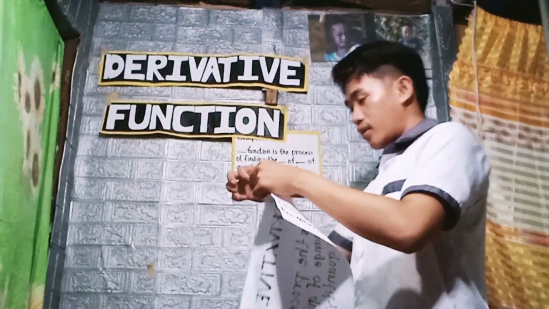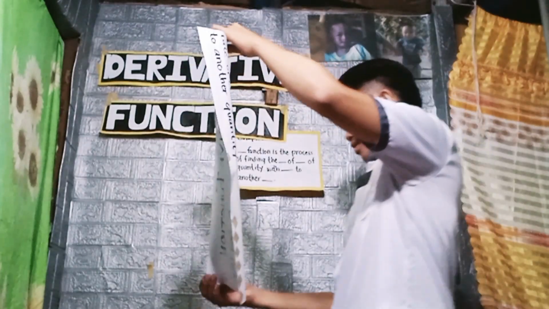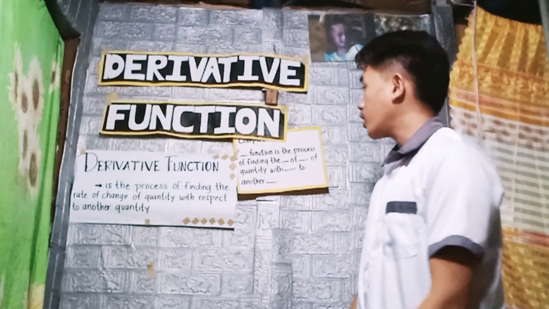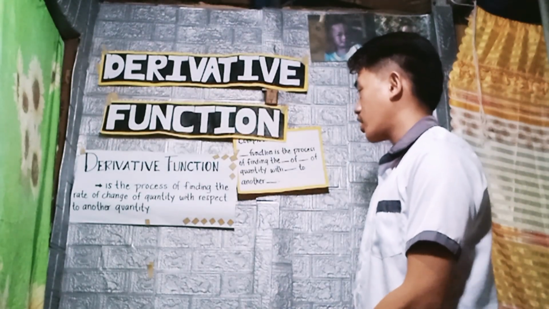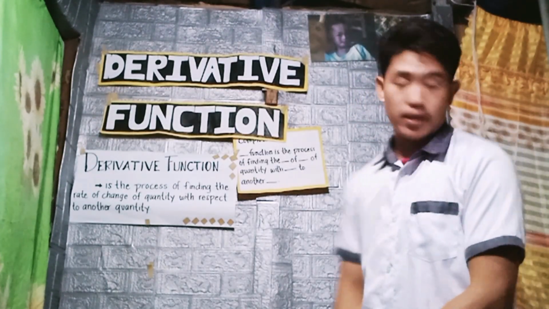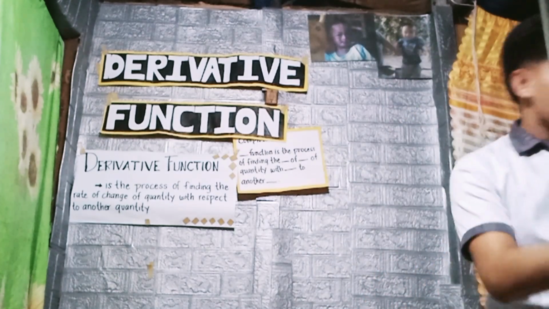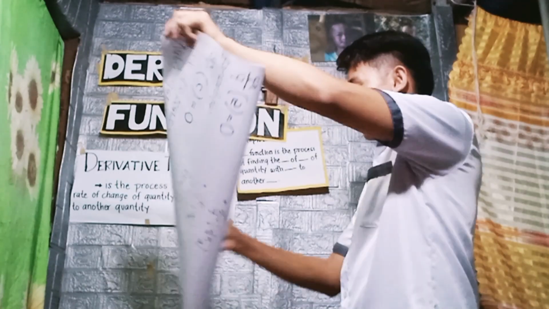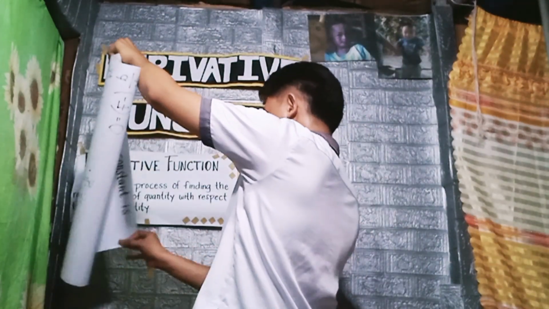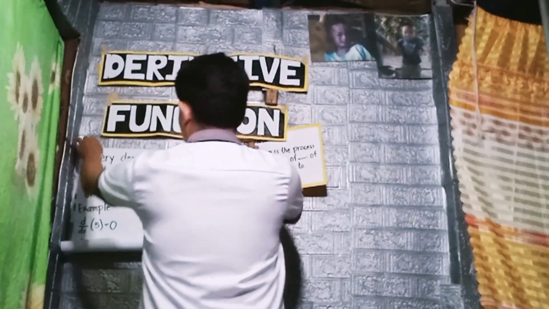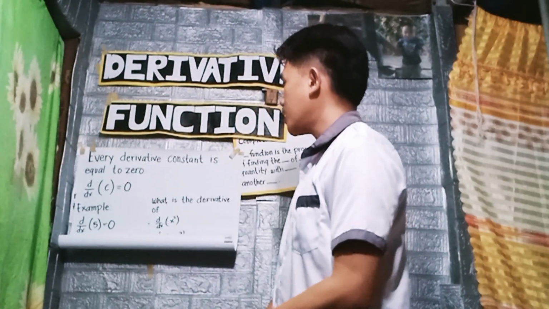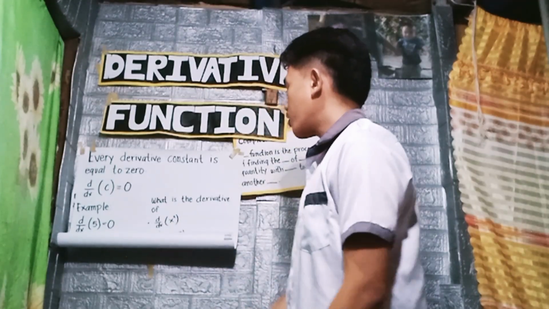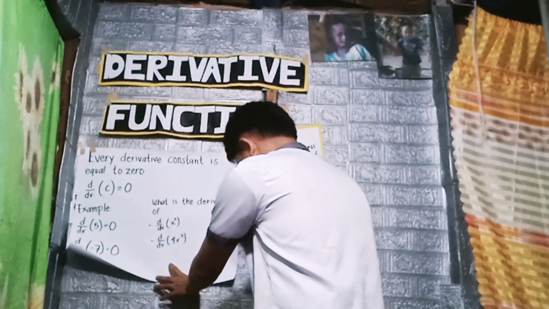So very good, class. So derivative function is the process of finding the rate of change of a quantity with respect to another quantity. So if we say derivative, every derivative of a constant is equal to 0. As you can see here, d over dx of a constant equals 0.